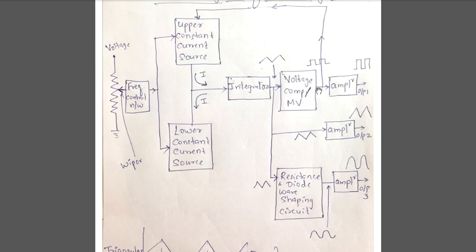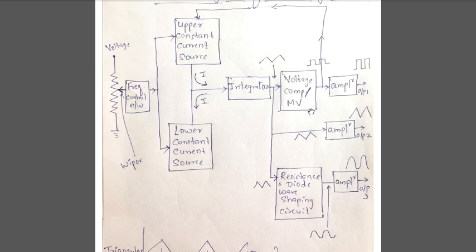Then the output of this is going to the amplifier. This integrator's output is again going to an amplifier, as you can see here, and this integrator's output is also going to the resistance and diode wave shaping circuit, the output of which is going to amplifier number 3, the output which is shown here. Okay, so I have just taken you through all the blocks which are present in a function generator.